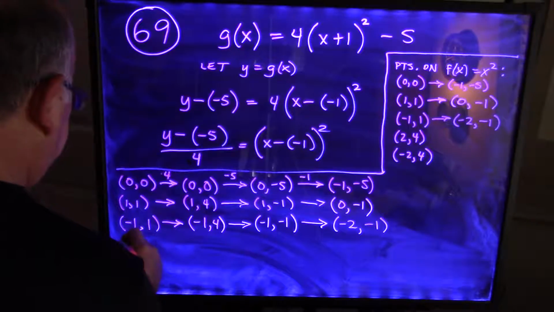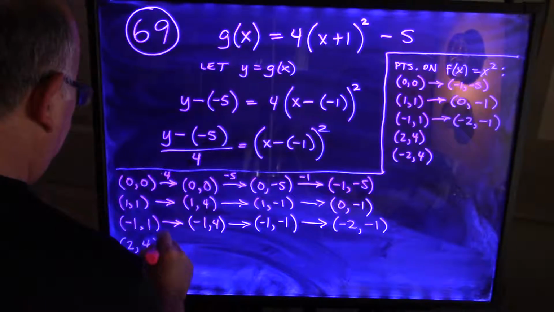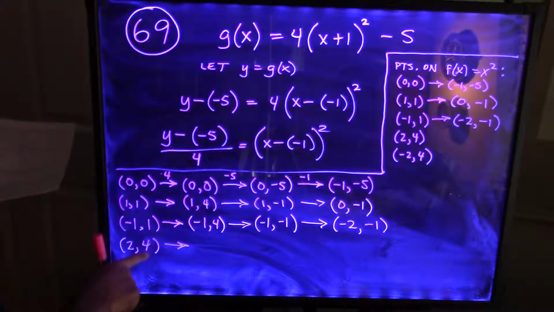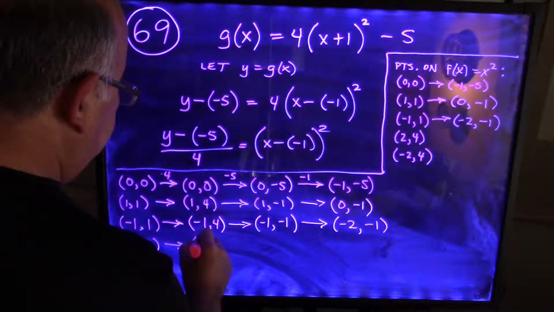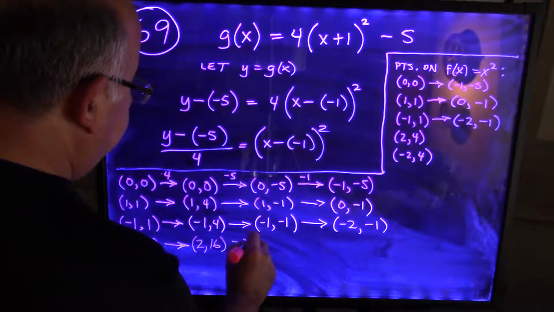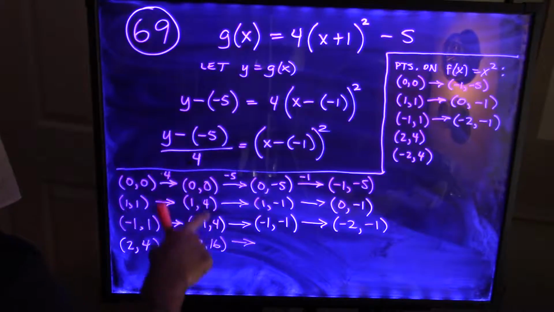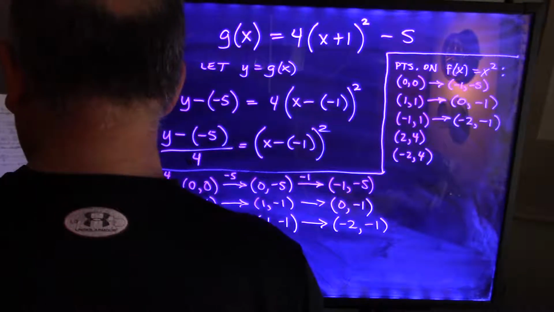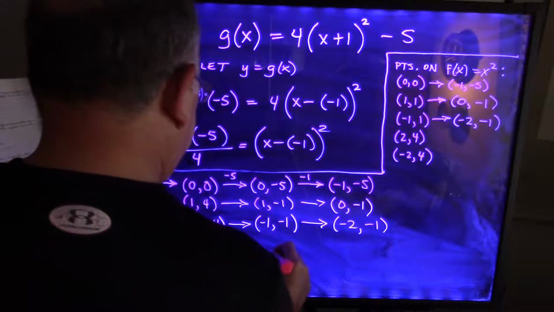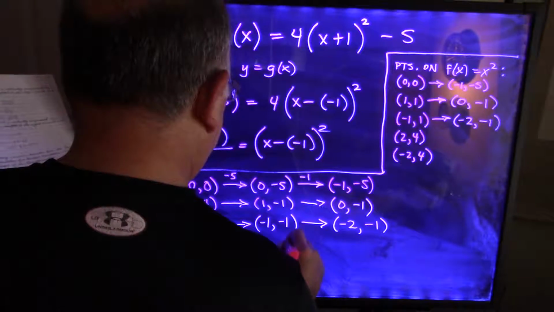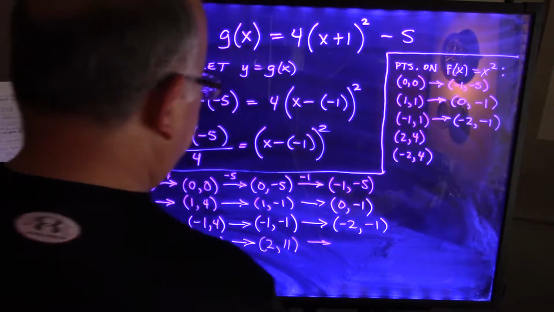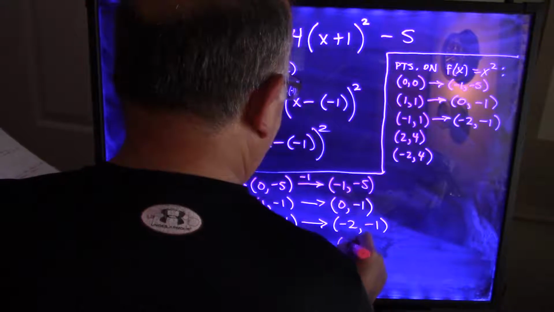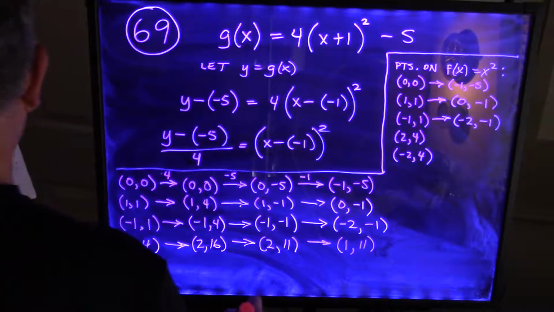Okay, how about 2, 4? So you multiply the y coordinate by 4. That becomes 2, 16. Alright? Now you add a negative 5 to the y coordinate. This one here. Alright? So 16 minus 5 is 11. So you got 2, 11. And now you add negative 1 to the x coordinate. So 2 minus 1 is 1. So you get 1, 11. Alright.